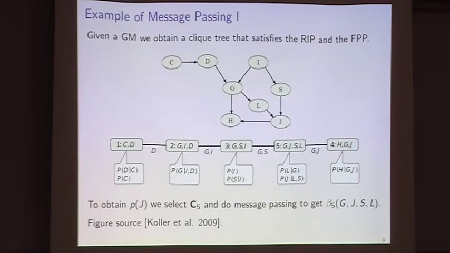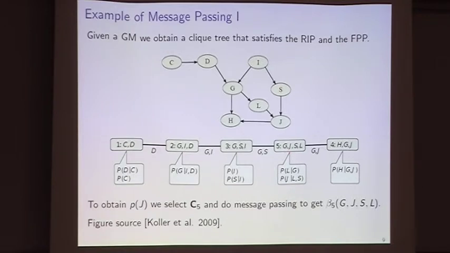This is a clique tree for this graphical model. It satisfies the family preservation property. For each node, it has associated a set of factors in the initial distribution, and it satisfies the running intersection property. It can be seen that this clique tree satisfies this running intersection property. So we can do message passing to compute any marginals in this clique tree. If we want to compute this marginal, we select a node that contains that variable, for example, the node 5, and then we do message passing.